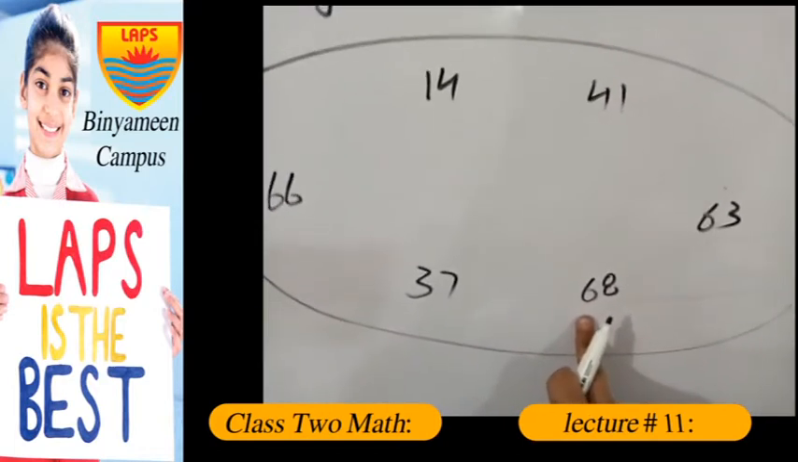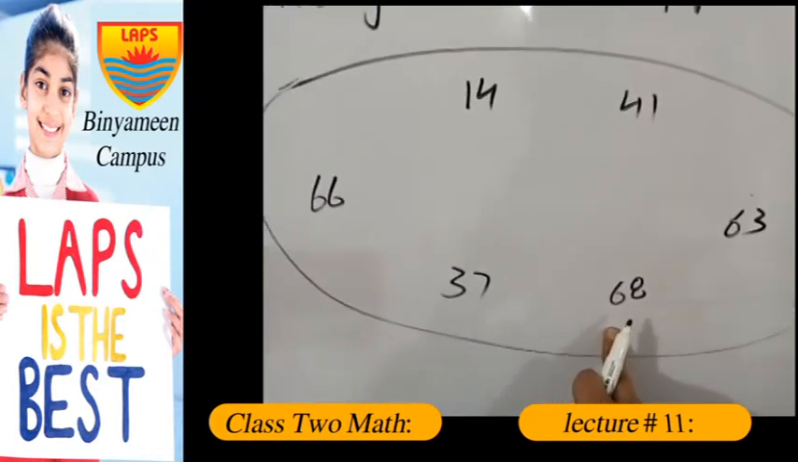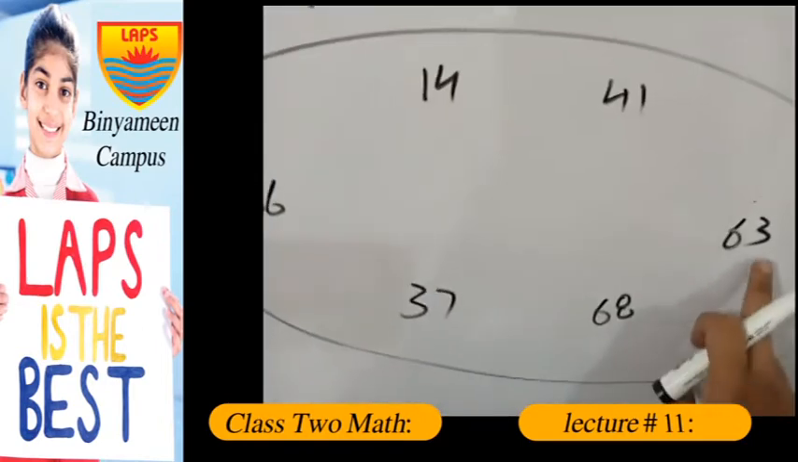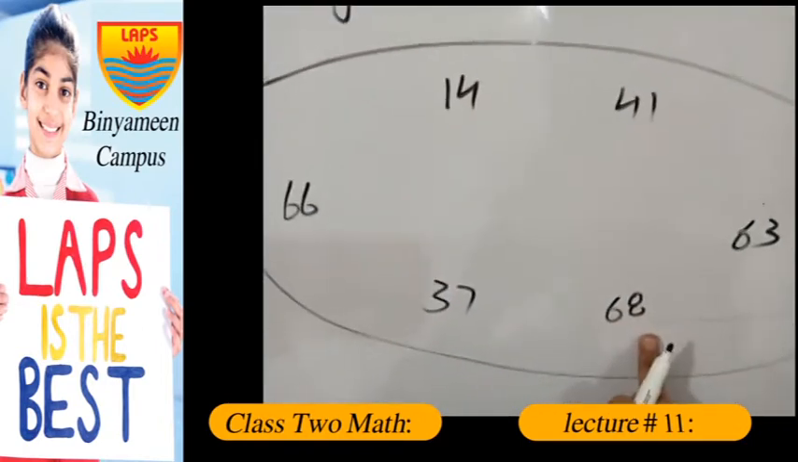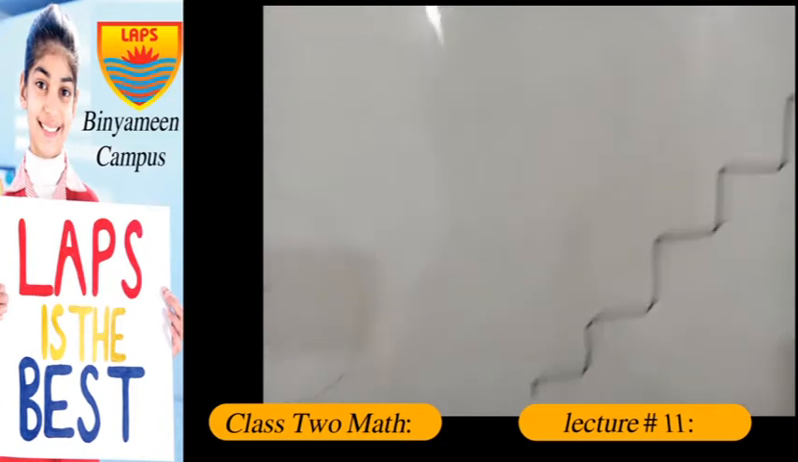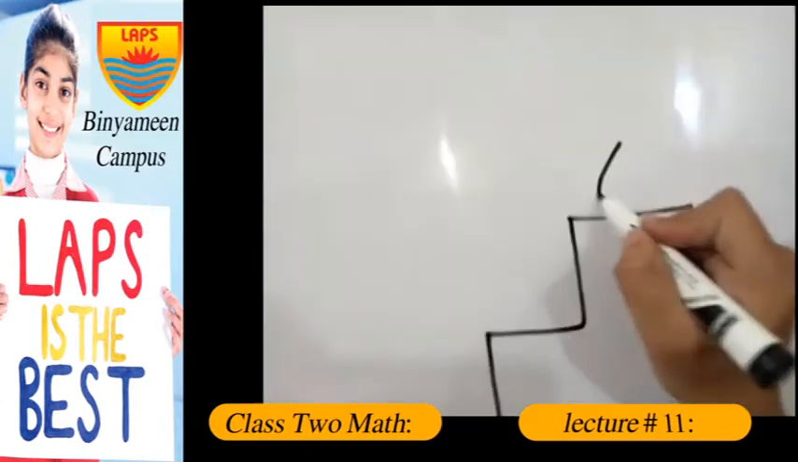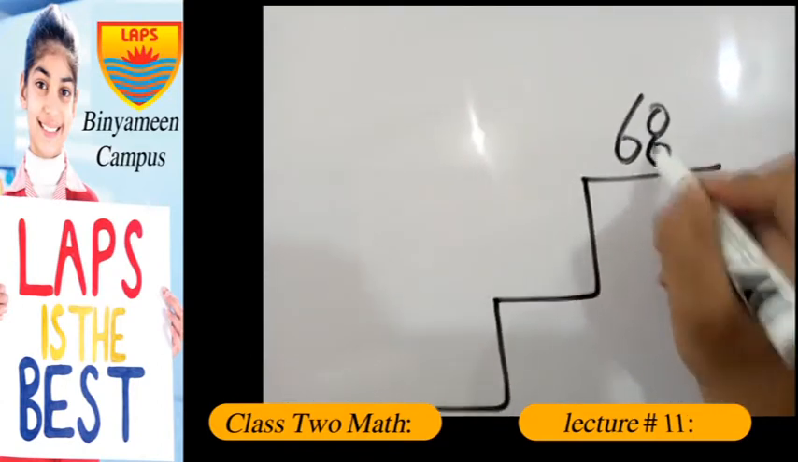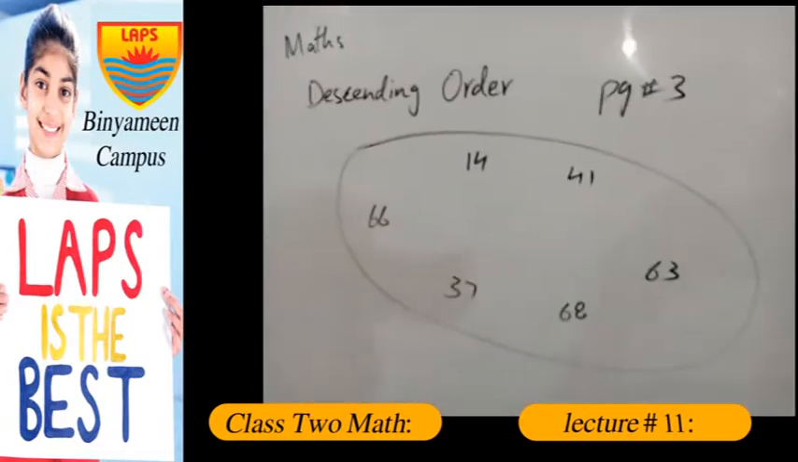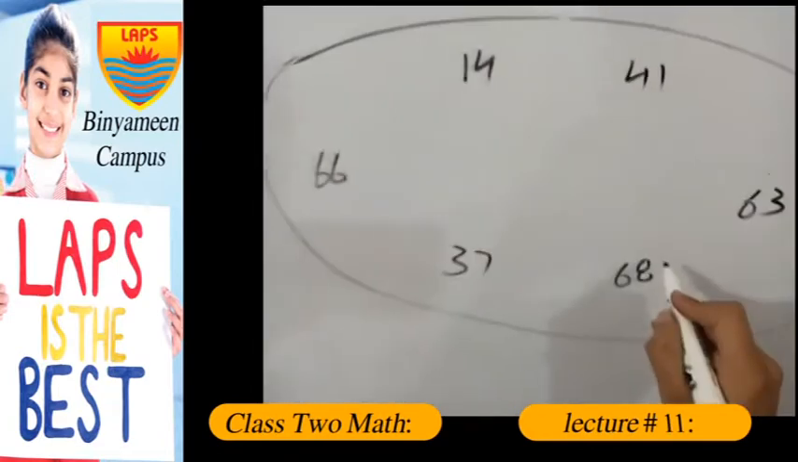So they have the same first digit, so we have to compare the second digits, like 6 here, 3 here and 8 here. Now 6 and 8 makes the biggest number, so 68 is the biggest number, 68. And after that, 68 is cut from the list.